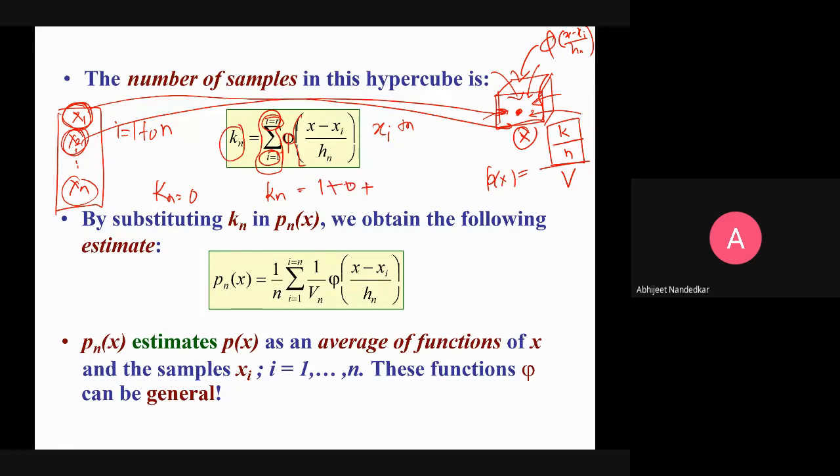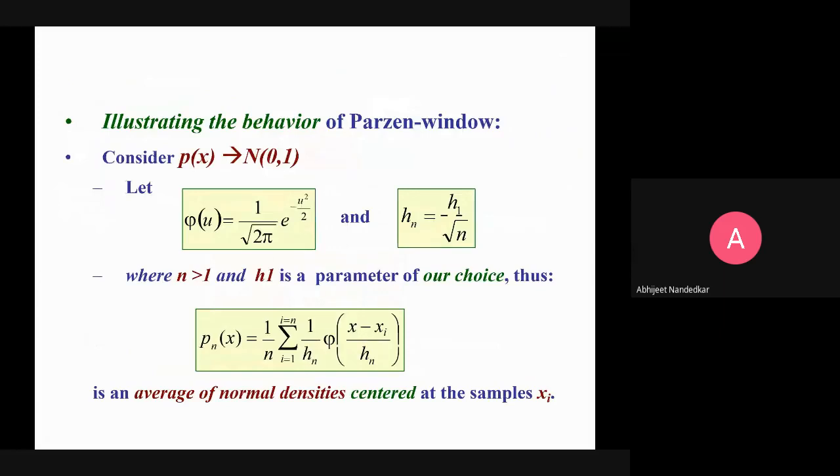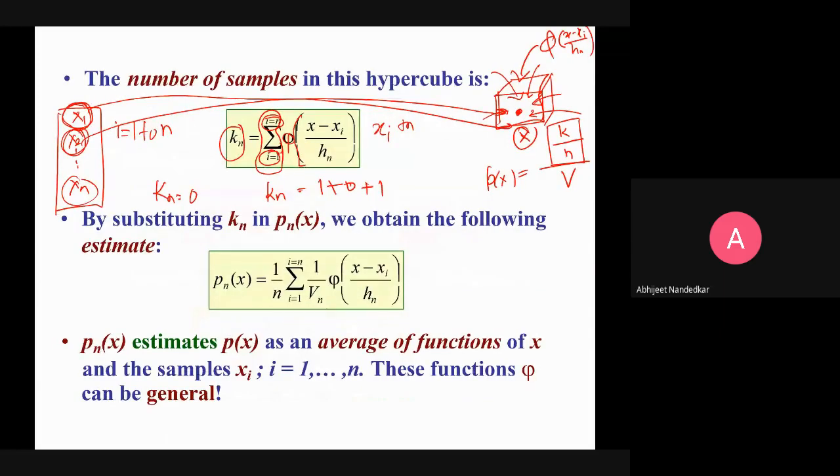Then I take the third, and I find that it is returning me 1. So I will keep on doing this. At the end of the nth sample check, I will get a count k, or I can call it kn. So this kn is the number of samples that are falling in this box out of n samples, divided again by the volume. So that will be my simple procedure.